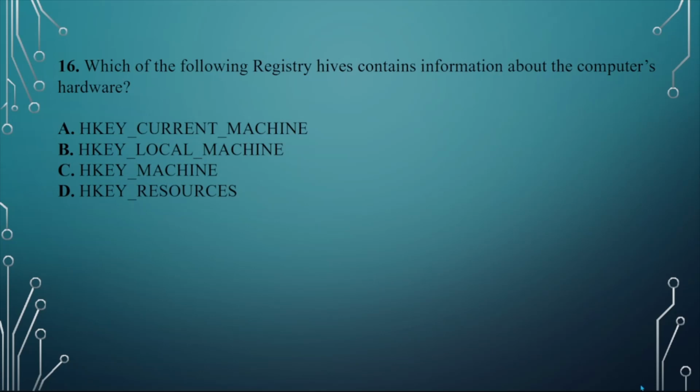Question 16. Which of the following registry hives contains information about the computer's hardware? A. HKey_current_machine, B. HKey local machine, C. HKey machine, and D. HKey resources. So which of the following registry hives contains information about the computer's hardware?